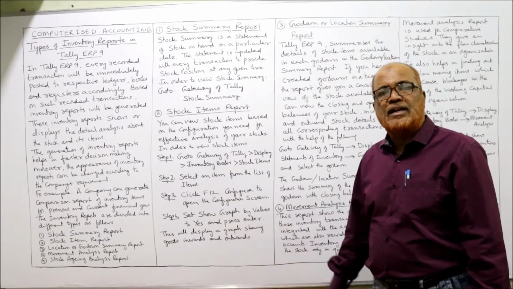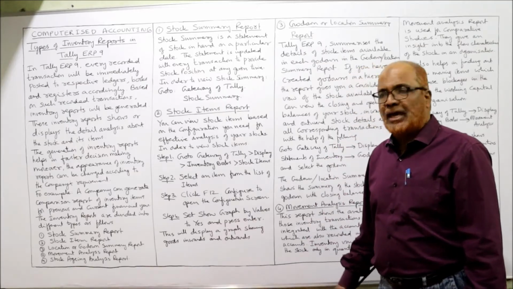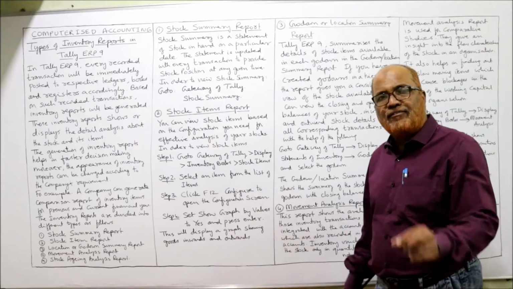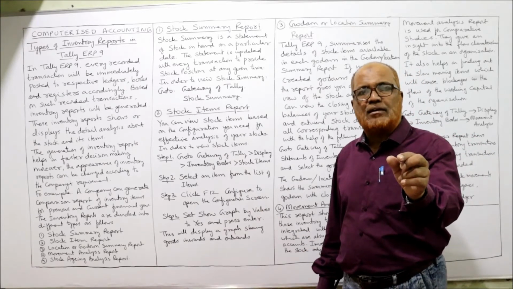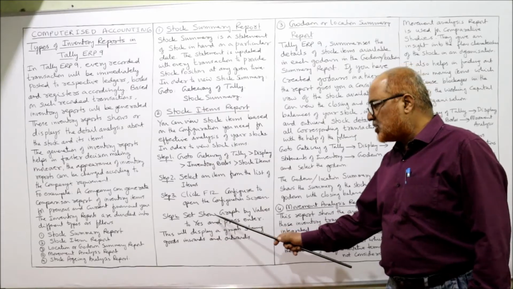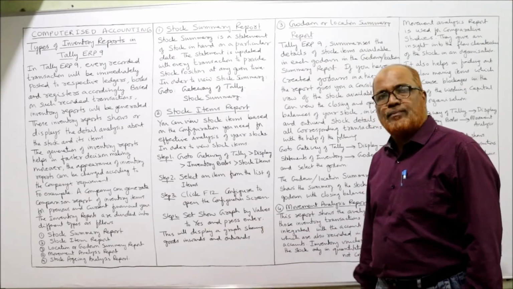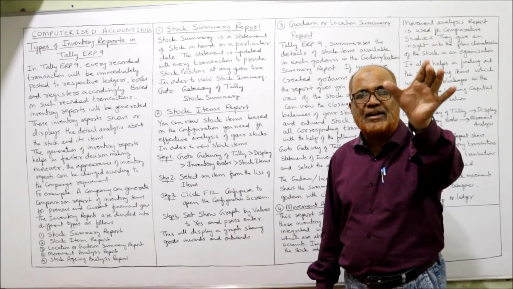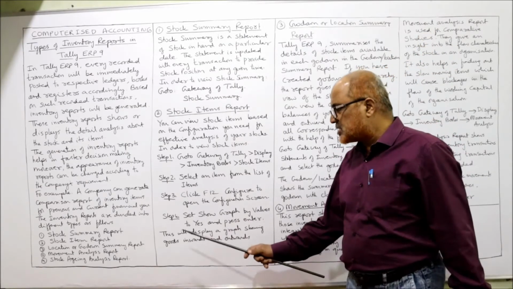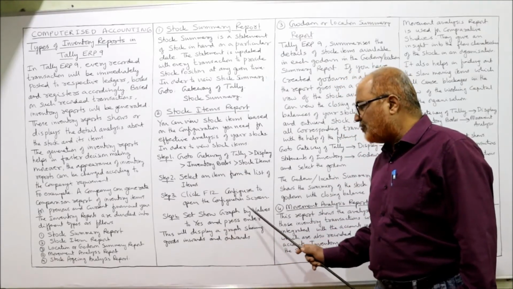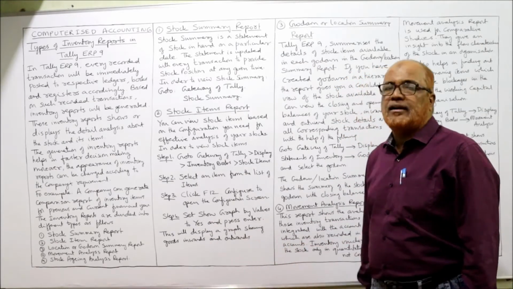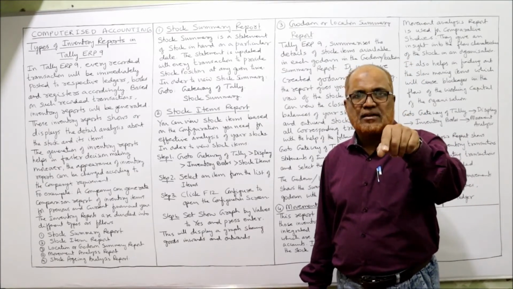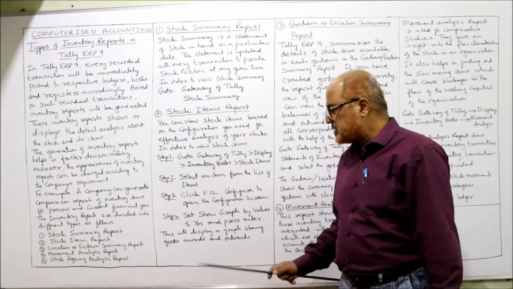Then click F12, that is the configuration of the company. F12, Configure, to open the configuration screen. So here press F12. In that configuration screen, set Show Graph by Values to Yes and press Enter. So first you change the graph values, enable it to Yes, and then press Enter.